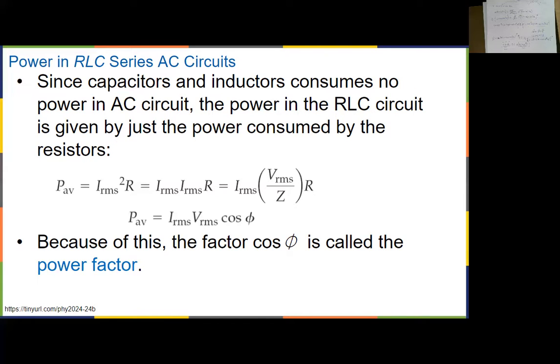We learned last time that an inductor in an AC circuit doesn't consume any power. Okay, and also a capacitor in your AC circuit doesn't consume any power either. So then the only element that will consume power will be the resistor. Okay, so then the power for an RLC circuit will be just the power of the resistor, which is equal to I squared times R. You take I as the root mean square quantity. Okay.